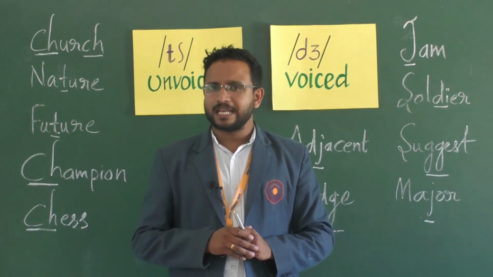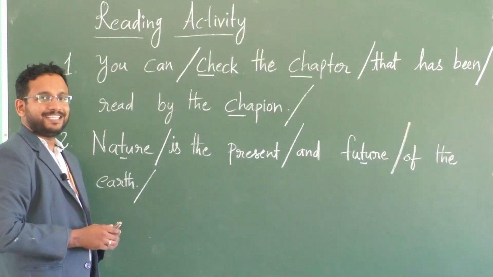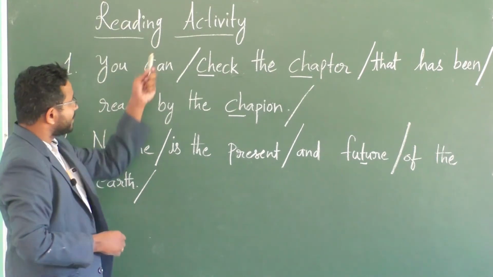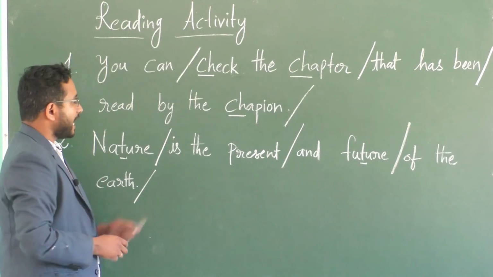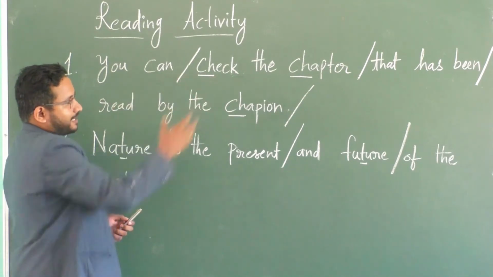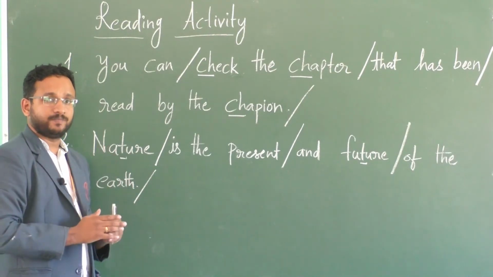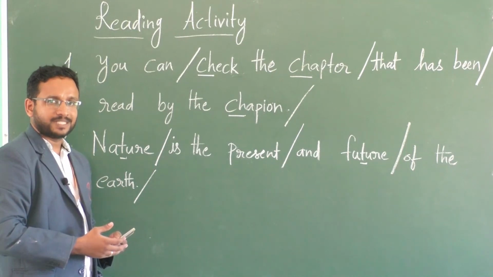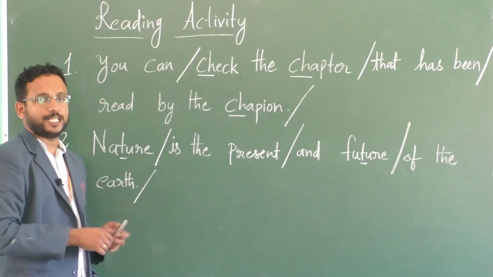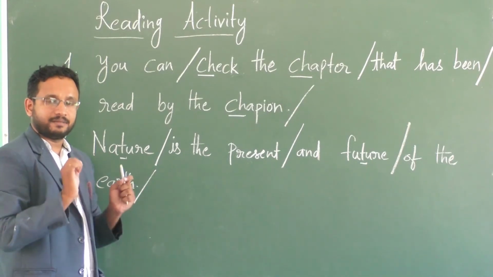Correct? Okay, now let's go for some small activities. Dear students, now let's go for a small activity. It's called reading activity. I've written two sentences here. I've bifurcated it so that you can understand how to read it. It's a demonstration, just some examples to help you out how to read properly. So I'm going slowly so that you will understand it better.